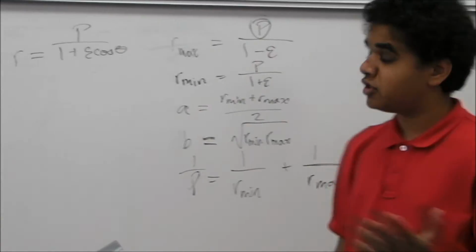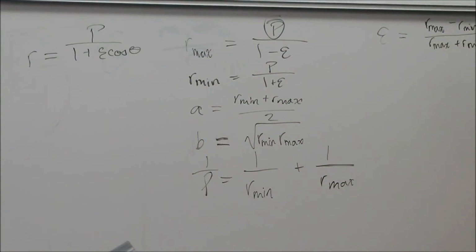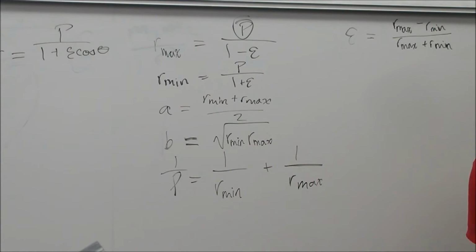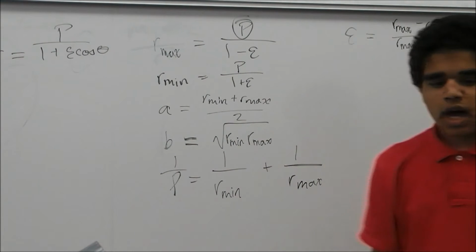So that's Kepler's first law. Actually, this is Kepler's first law. The rest of it is just a variety of constants, or a variety of values.